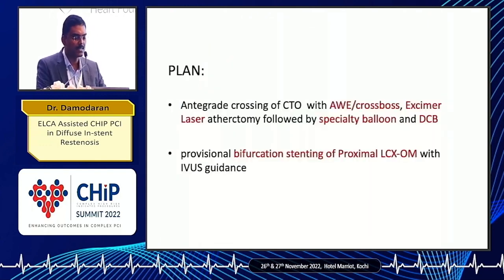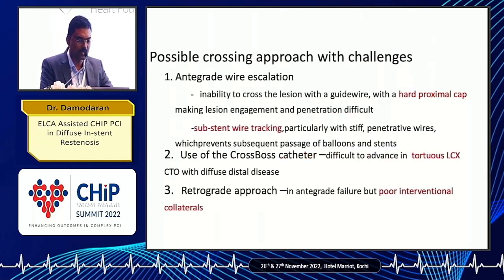And our plan in this case is not merely antegrade wire escalation, obviously, given the long segment occlusion. If we have some challenges, we wanted to go for a hybrid approach, both antegrade wire escalation with the Crossbar and also atherectomy with laser and specialty balloons. For the LCX OM, we wanted to do a provisional bifurcation stenting.